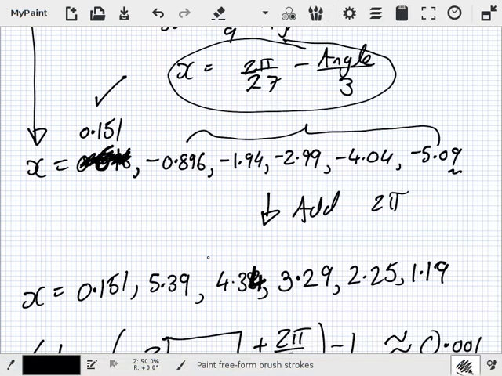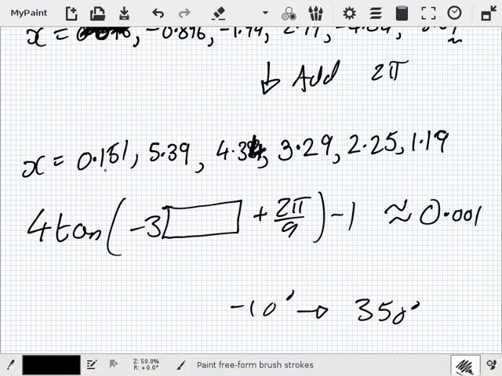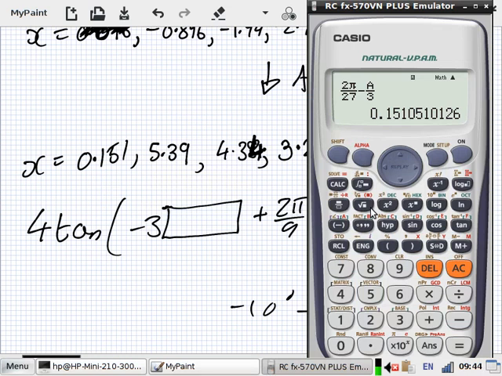What was the last thing we did? Nothing, we just kept it for the first one there anyway. So let's test it out. Let me store this as B. Shift, store, B. Okay, so 4 tan minus 3 alpha B, which is this exact angle here, plus 2 shift pi over 9 and then minus 1. So what should I get here? 0. Which I do. Exactly 0 because the calculator stored all the digits.